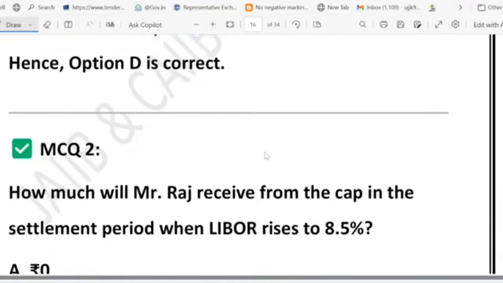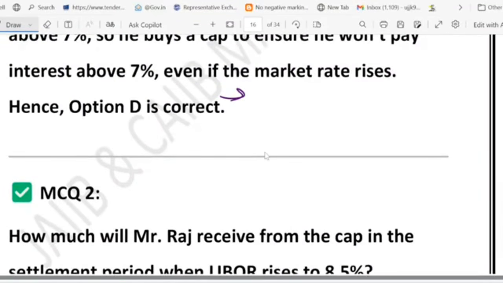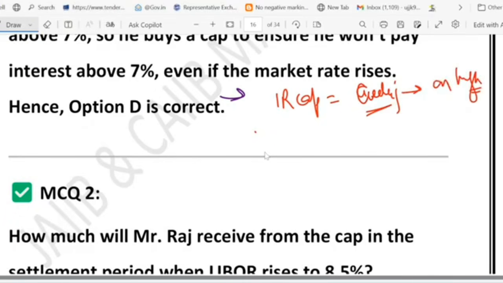So let's summarize what we came to know in this particular question. Friends, we talked about the interest rate cap. It is a kind of ceiling on how high an interest rate payment can go up. In the case of Mr. Raj, he has a floating rate loan. The interest rate moves with the LIBOR. He wants to avoid paying more than 7%, so he buys a cap at 7%. If the LIBOR goes to 8.5%, he still pays only 7% and the cap seller pays the rest.